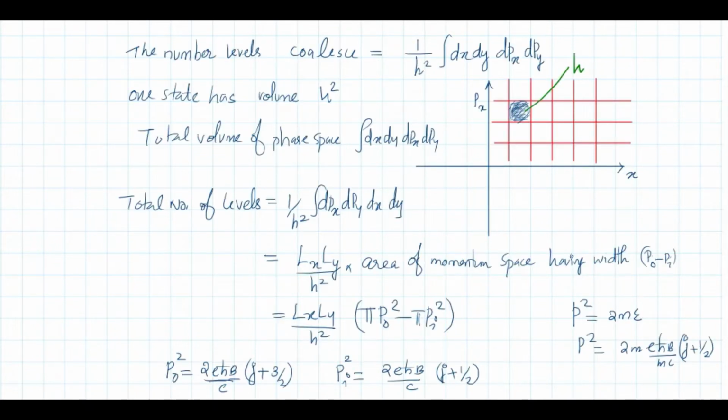What is p²? p² is 2mE. So p² is 2m into energy, which is EBħ/mc into (j plus half). For po², you put j as j plus 1. For pi², you put j as j. Because you are calculating the difference of the jth and (j plus 1)th level. So that will give you po² equal to 2EBħ/c (j plus 3/2). pi² is 2EBħ/c (j plus half). The difference.